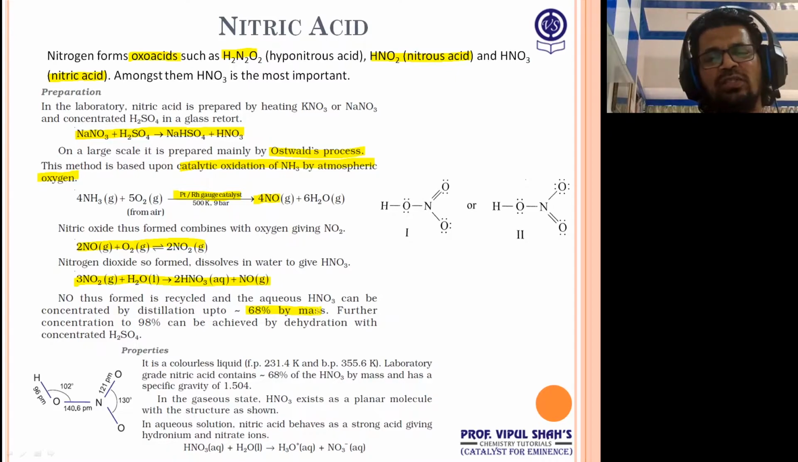68% by mass. What is 68% by mass? Not weight by volume. 68 grams would be the concentration. This will be basically by mass. So 68 grams is the concentration per 100 grams of solution. That's 68%, and a specific gravity of 1.504. Specific gravity is similar to what we can call relative density. So we have the weight or density of a particular compound upon the density of a known substance. So specific gravity of 1.5 with respect to water.